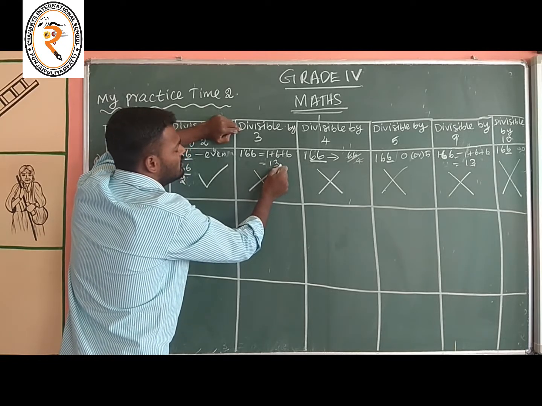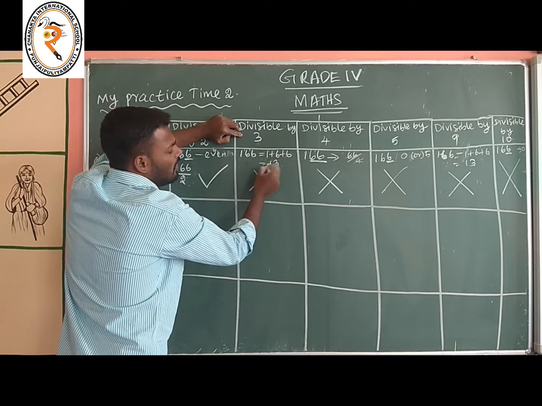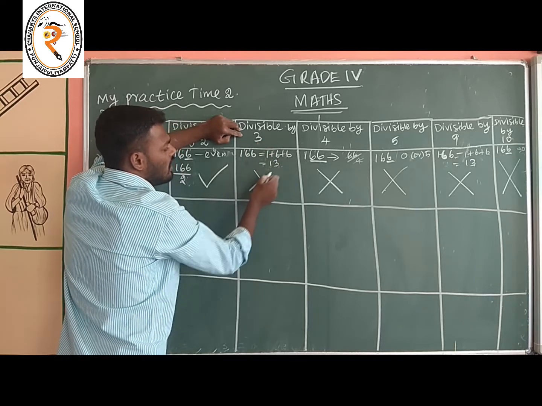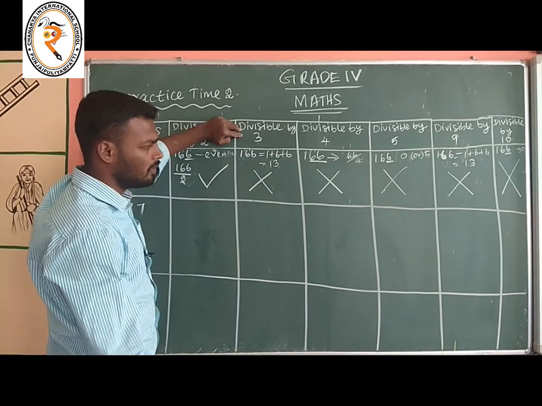The divisibility rule for 3: the sum of all the digits must be divisible by 3. The sum of the digits of 160 is 7, and 13 is not divisible by 3. So 160 is not divisible by 3.